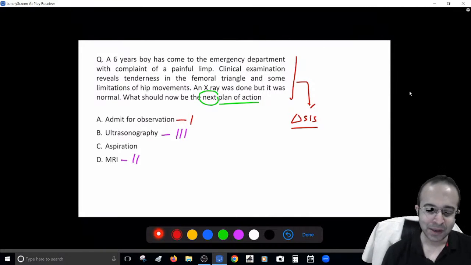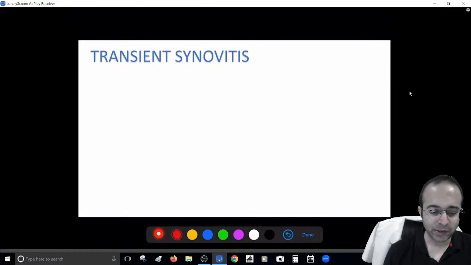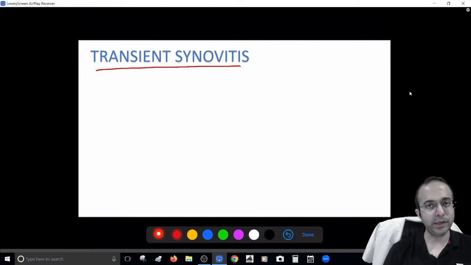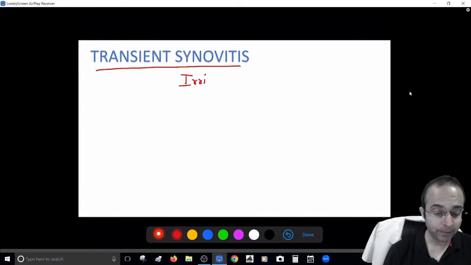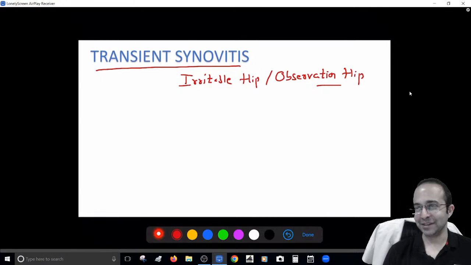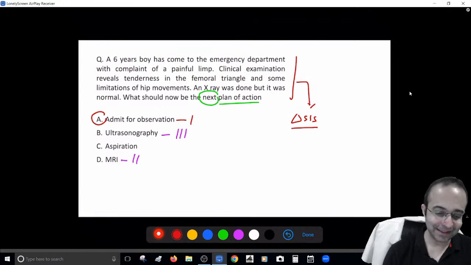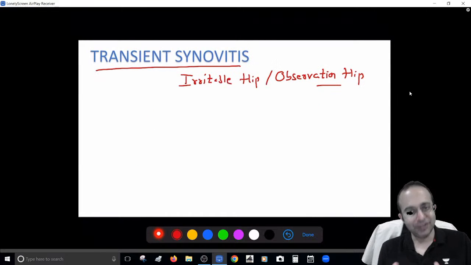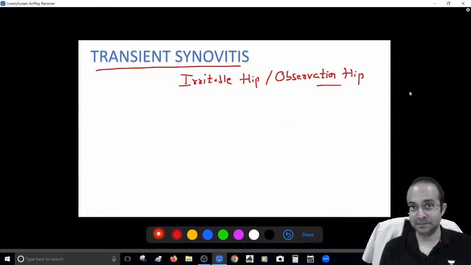Going by this history, okay, Nitish simply says I don't know. All right, I'll tell you. Nitish, the condition being talked about here is transient synovitis. Some people know it by the name irritable hip, and some people know it by the name observation hip. So Susmita, you were correct. That's going to be the answer. Admit for observation, because this condition is called observation hip.